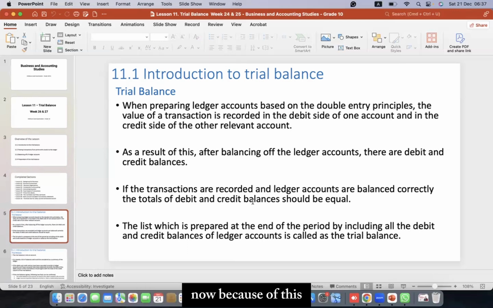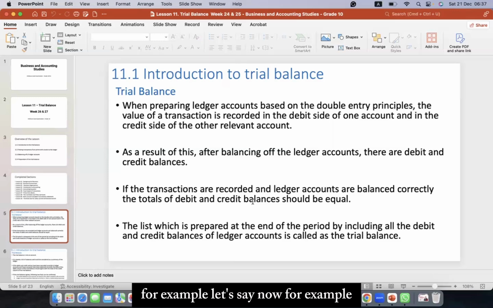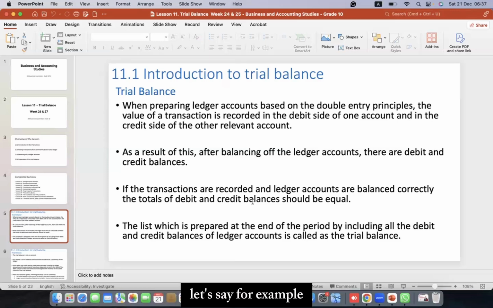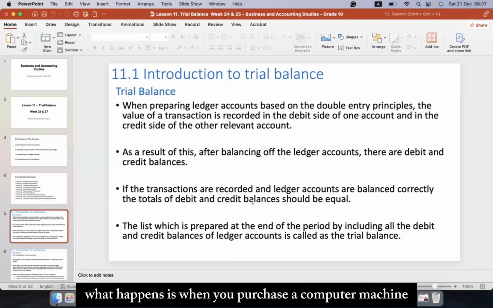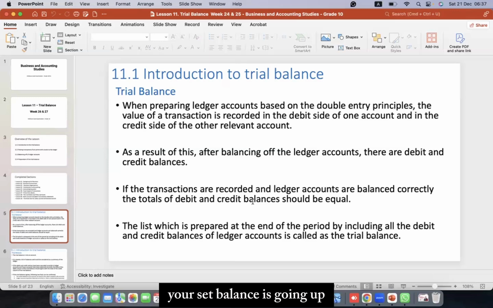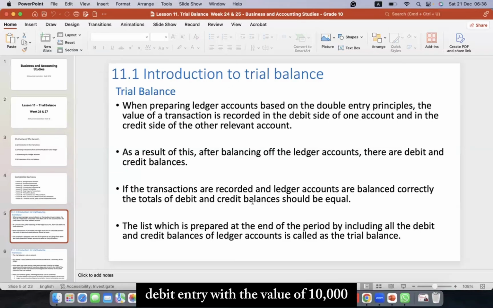Now because of this, after balancing all the accounts, there will be debit and credit balances separately. For example, purchase of computer machine for cash 10,000. When you purchase a computer machine, your asset balance is going up, so you are passing a debit entry. And when you're spending your cash, the cash asset is going down, so you are passing a credit entry. So you have a debit entry of 10,000 and a credit entry of 10,000.